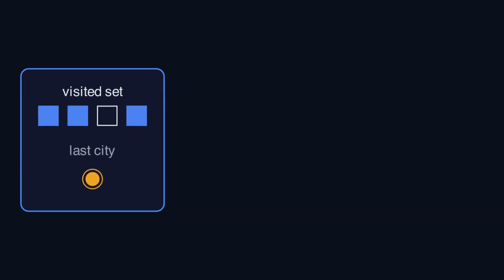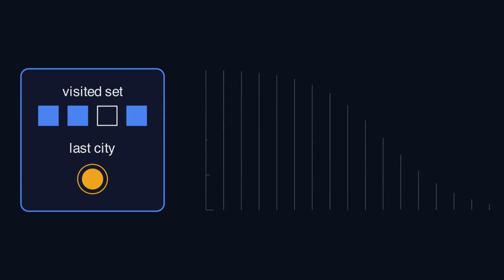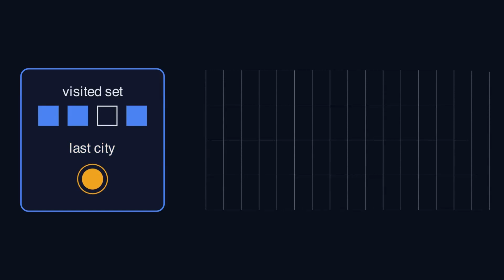To reuse work, we need a state. A state captures two things: the exact set of cities we've already visited, and the last city we're standing in. Why the last city? Because to extend the tour, we must know where we currently are. With n possible last cities and 2 to the n possible visited sets, our memo table has size n by 2 to the n.